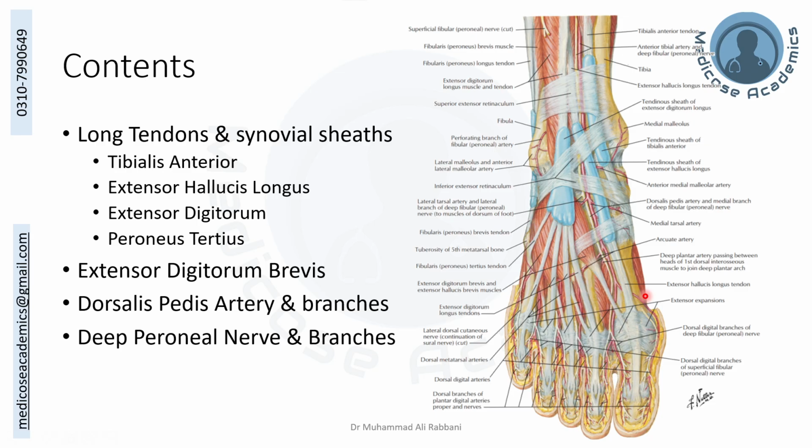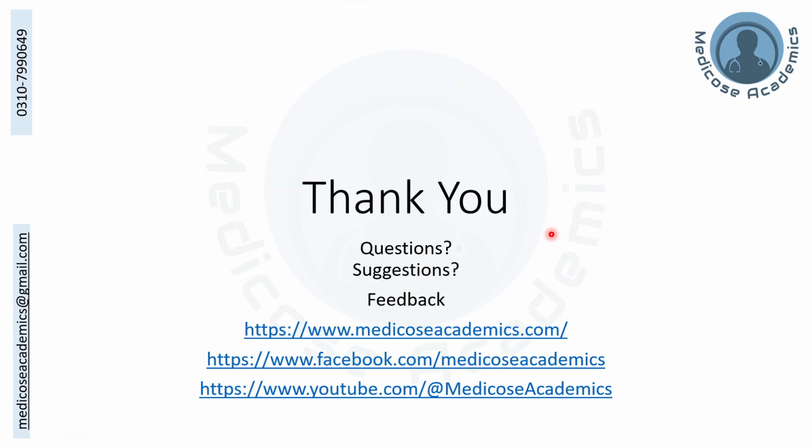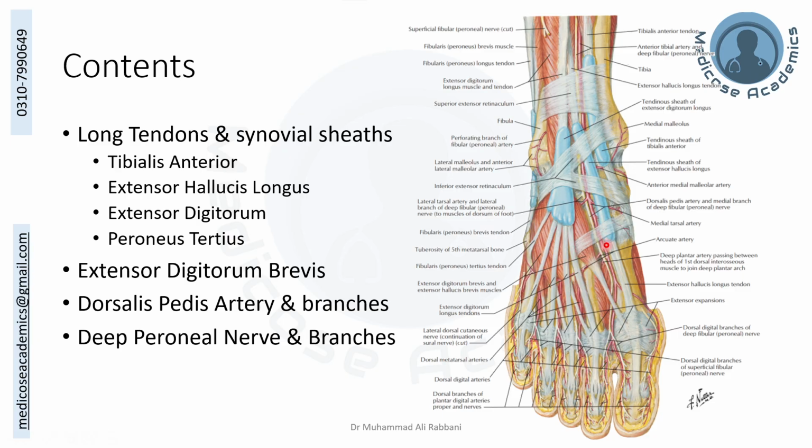Contents include the long tendons that we studied in the previous lecture, that is tibialis anterior, extensor hallucis, extensor digitorum and peroneus tertius. There is a small muscle, the extensor digitorum brevis, and this part was sometimes separated as an individual muscle called extensor hallucis brevis. And then there are nerves and veins, including the dorsalis pedis artery and its branches. Then there is the deep peroneal nerve and its branches that are present in the foot. And the deep fascia contains the extensor retinaculum.